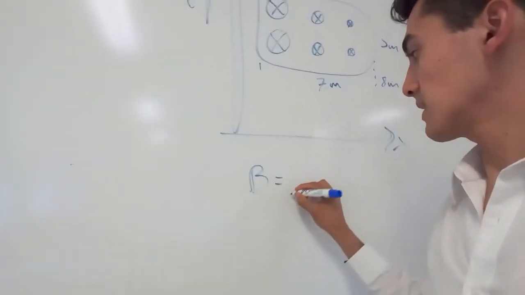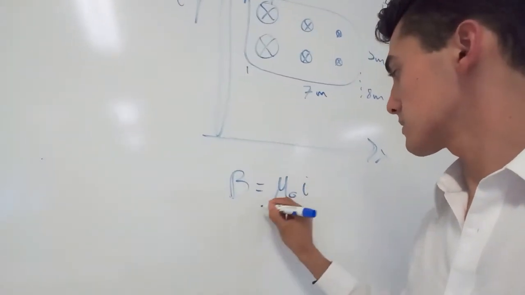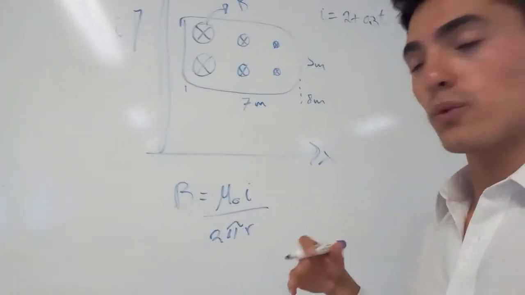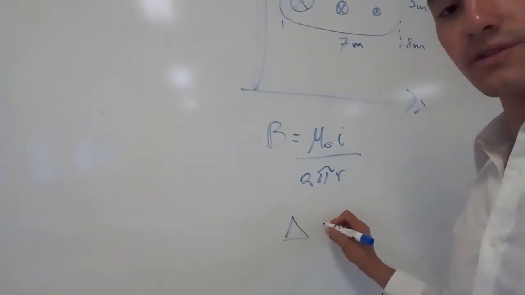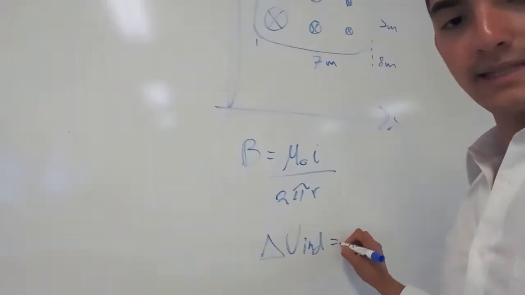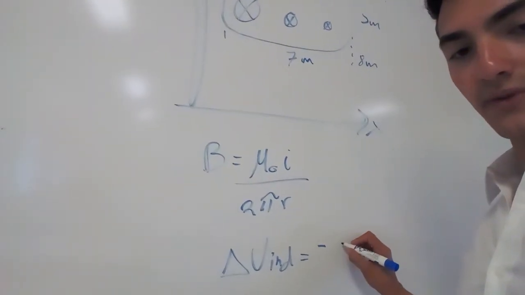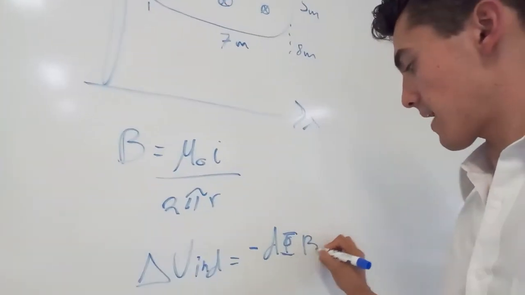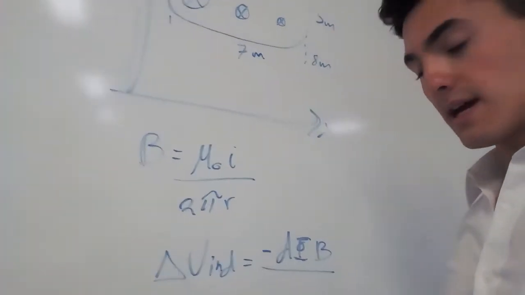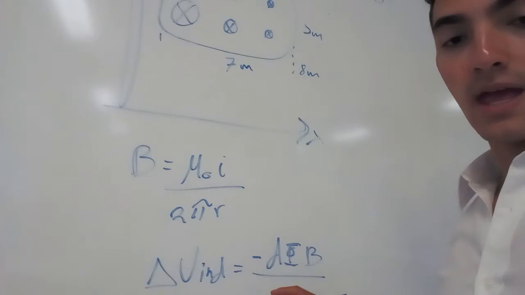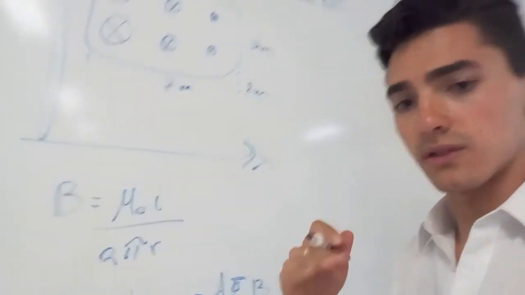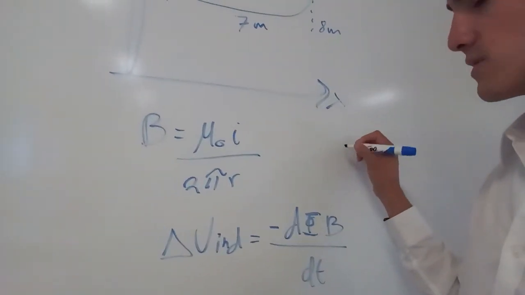Once we have this, we can determine the magnetic field with this formula, that the magnetic field is equal to mu naught times the current over 2 pi times the radius. And we also can use the Faraday's law. The Faraday's law said that the potential difference is equal to minus the differential of the magnetic flux divided by the differential of the time. And we also can use the Ampere's law, that is the one that we have been using until now.